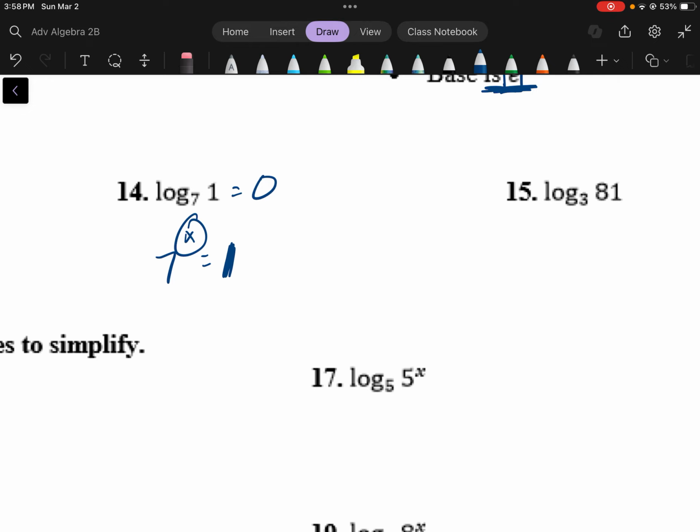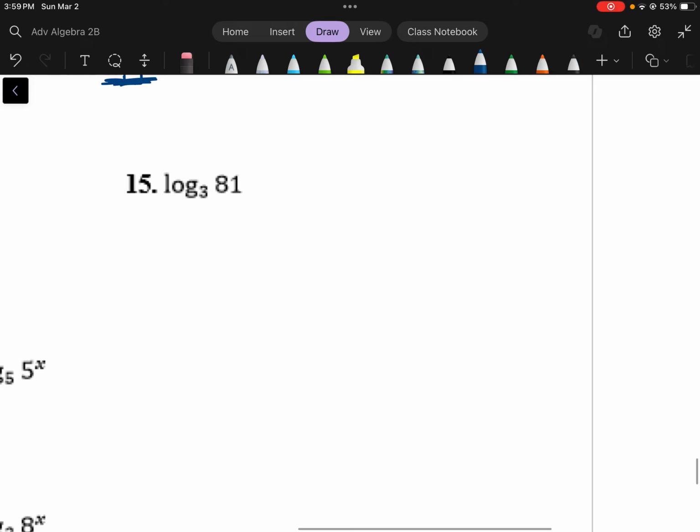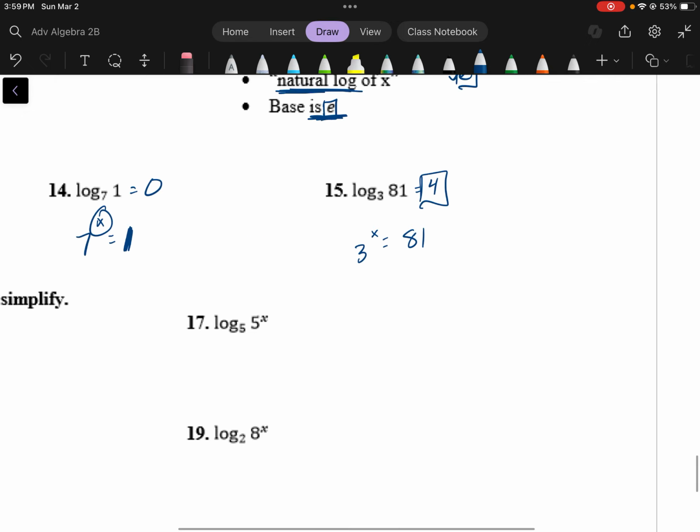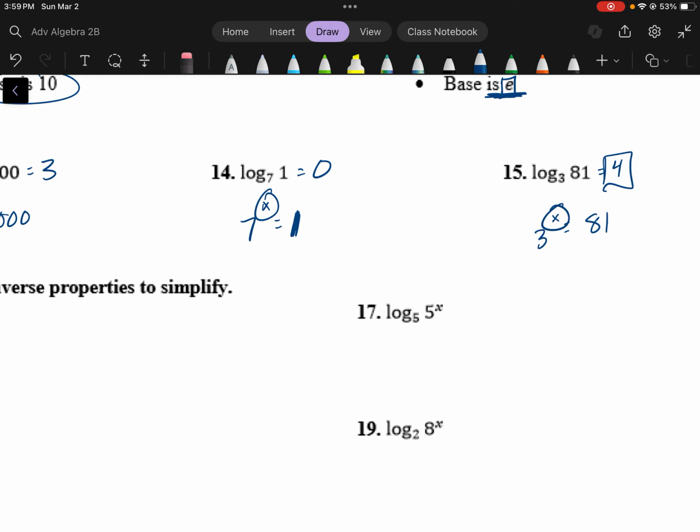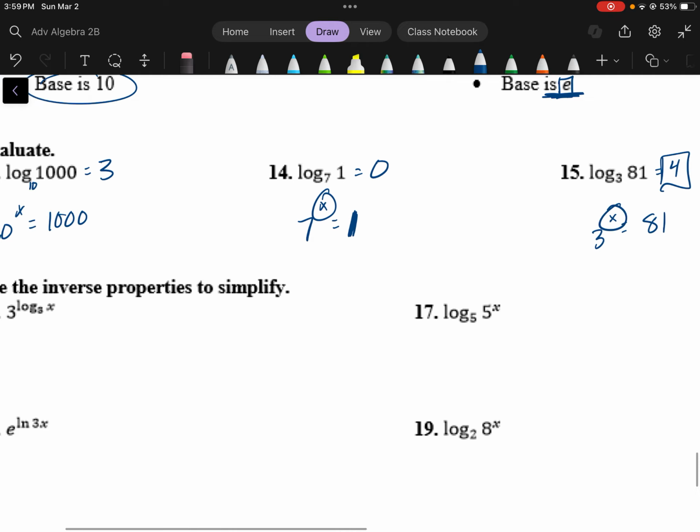So log base 7 of 1 is always 0. 15, we have log base 3 of 81. So that'd be 3 to the something equals 81. And so 3 times 3 is 9. And 3 times 3 makes another 9, and 9 times 9 is 81, so that has to be 4. So log base 3 of 81 is 4. 4 would be the exponent that we would need to make 3 become 81.